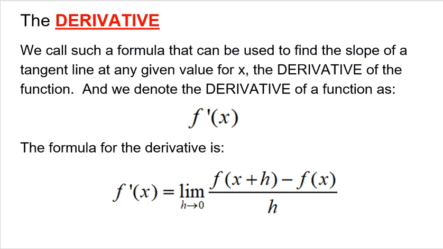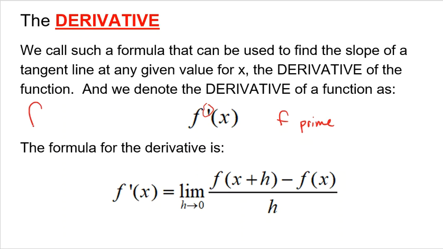Now, we call this the derivative. The formula that can be used to find the slope of a tangent line at any given value for x is the derivative of the function. And we denote the derivative as a function as this. We call it f prime. We literally call it f prime. And this little mark, which looks like an apostrophe or accent mark, that's the prime, right? F prime.